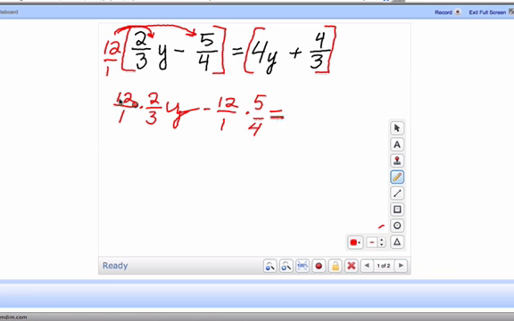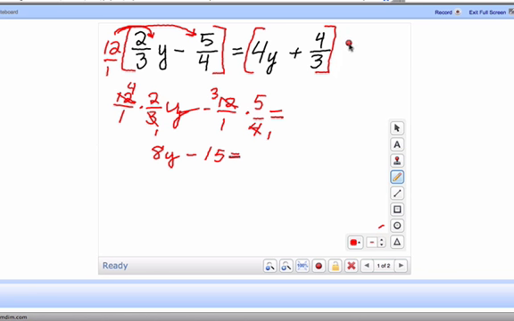Okay. So here you can see you're going to simplify the 12 and the 3. Both of those are divisible by 3. This becomes a 1. This becomes a 4. This becomes 4 times 2y, which is 8y. Then the 12 and the 4 here, you can simplify that. Divide these both by 4. You get 1 and 3, and then you multiply those together. You get 15 over 1, which is just 15, and we don't want to forget our minus.